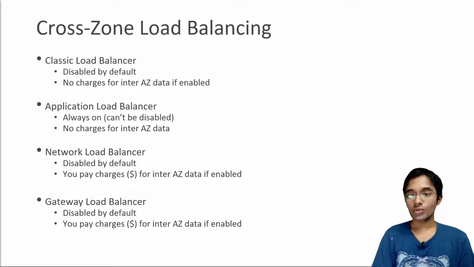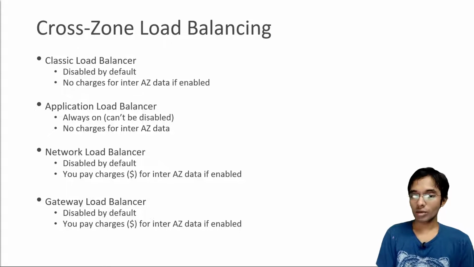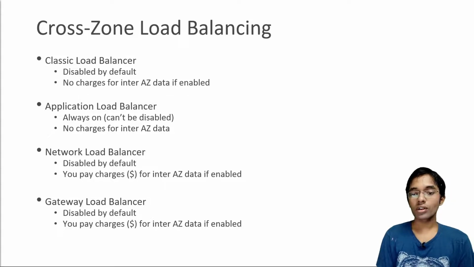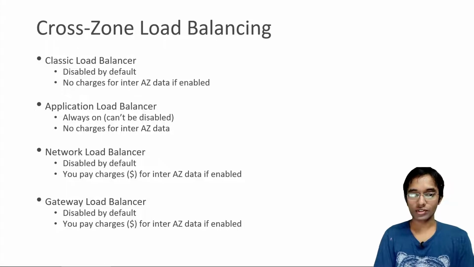For the network load balancer, it's disabled by default, and you are going to pay charges if you do enable it. Finally, for the gateway load balancer, it's disabled by default also, and you are going to pay charges for inter-availability zone data if you enable the cross-zone load balancing feature.